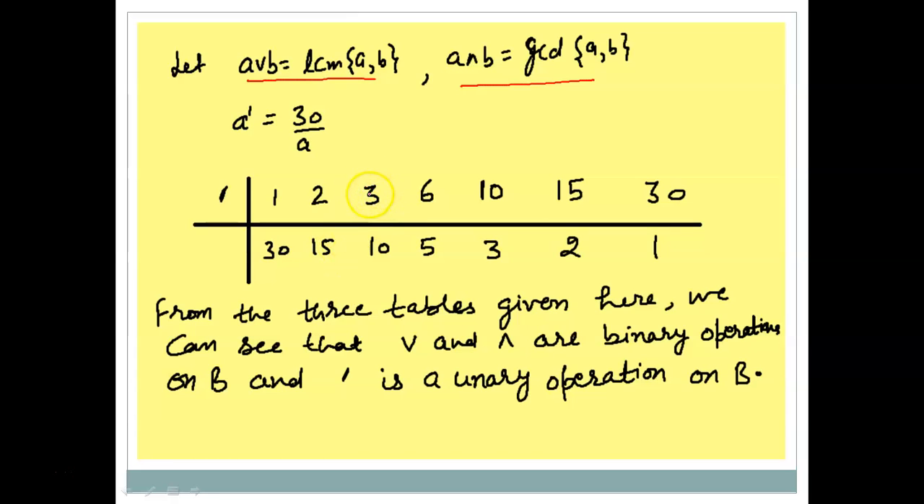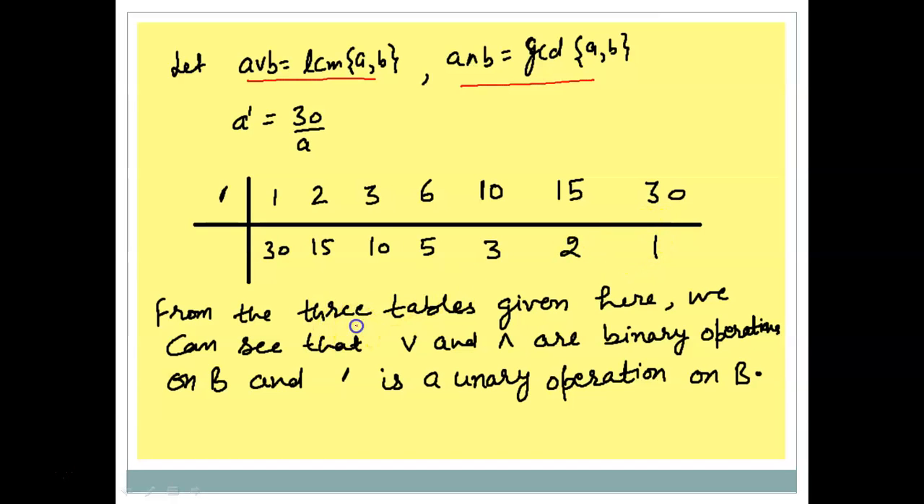And if you find the complement of 3, it will be 30 by 3, which is 10. You find the complement of 6, means you write here 6 complement will be equal to 30 by 6. It is actually 5. In this way, you find the complement of each of the elements of B.